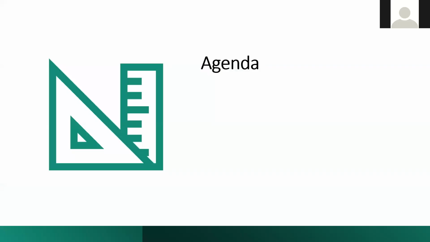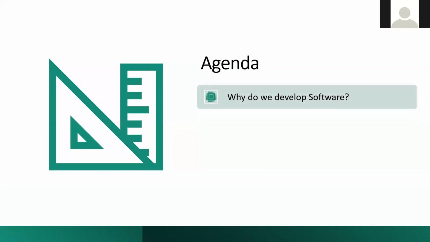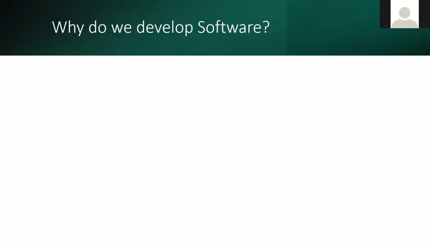So, on the agenda, we've got very basic stuff. First, we're going to talk about why we develop software. There must be a reason why we go all out to say we're going to develop software. We're going to look at some code structuring, not necessarily with examples, but more with just talking about basic things that you need to have in place in order to ensure that you've got a better code structure. And then we're going to talk about design principles, introduce the design principles, and finally we're going to do a simple demo.